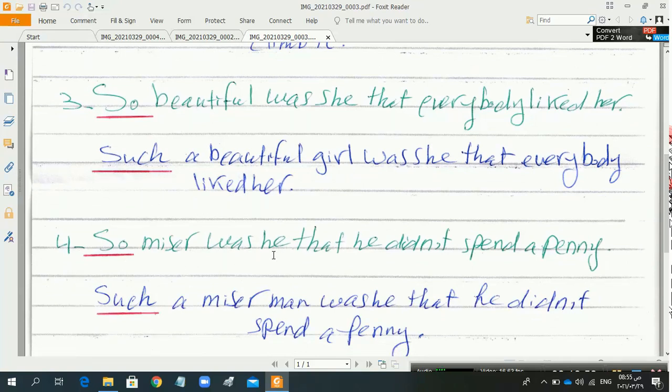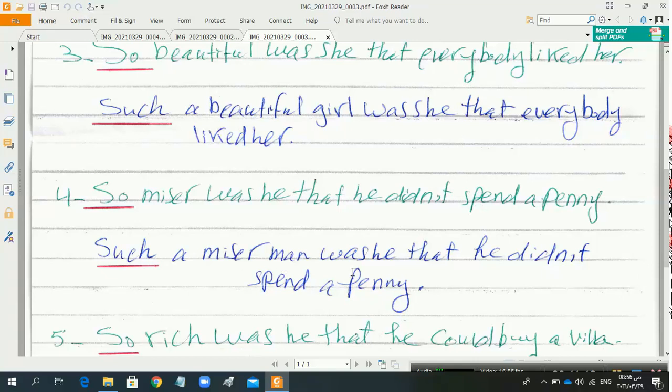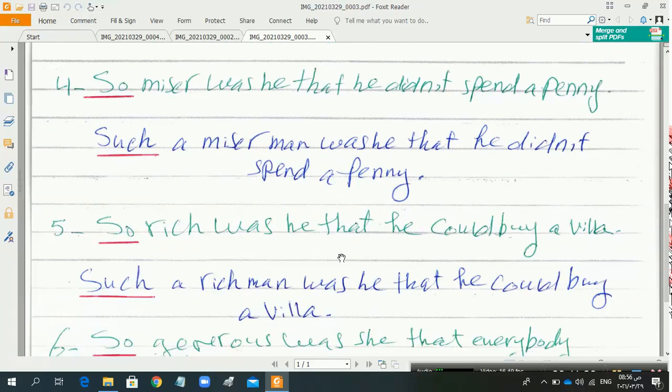Number four. So miser was he. Take care. Don't say "so miser he was." No, it's "was he," that he didn't spend a penny. Such a miser man was he that he didn't spend a penny. As you see, a miser is the adjective, man the noun, and was the verb. In "so," so adjective, then verb, then subject. Number five. So rich was he that he could buy a villa. Such a rich man was he that he could buy a villa.